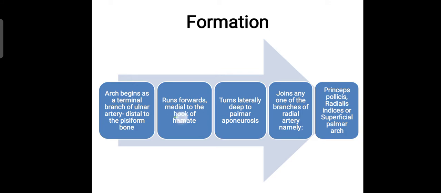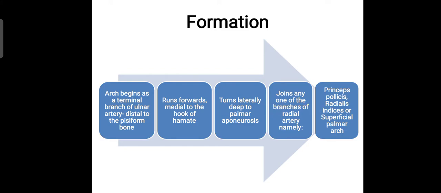Then it runs forwards and medial to the hook of the hamate, then turns lateral deep to the palmar aponeurosis. After running past the hook of the hamate, it turns laterally to form a curve that runs deep to the palmar aponeurosis. Later it joins one of the branches of the radial artery.